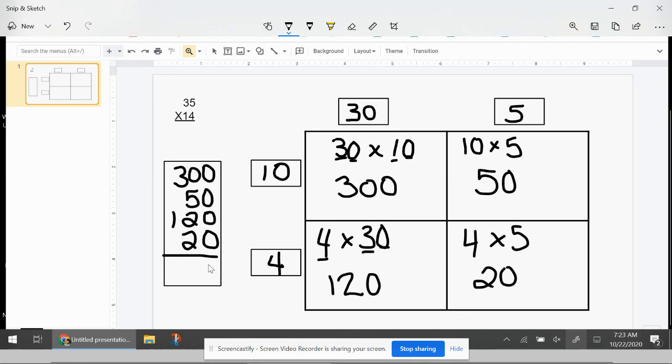So 0, 0, 0, 0, we're going to get a 0. 0, 5, 2, and 2 is going to give us 9. And then 3 and 1 is going to give us 4. So the answer to 35 times 14 is 490.